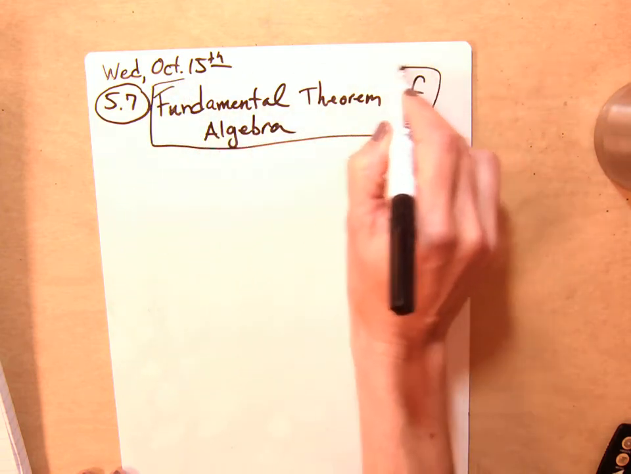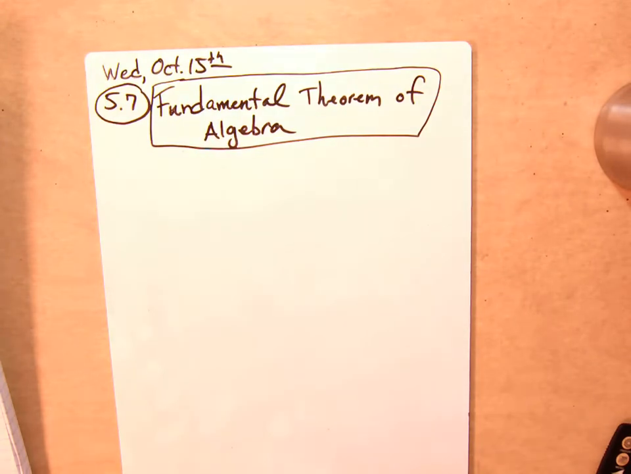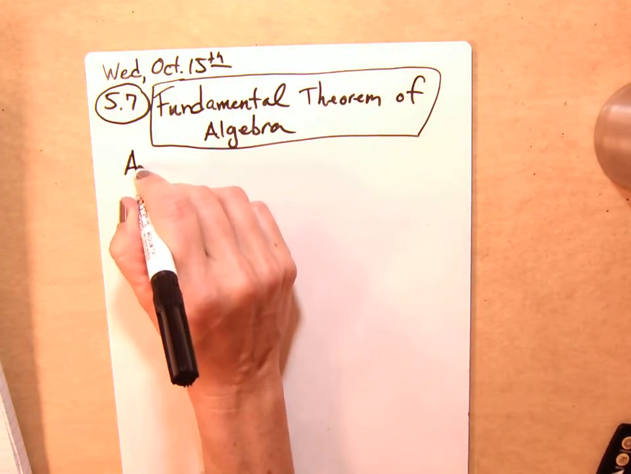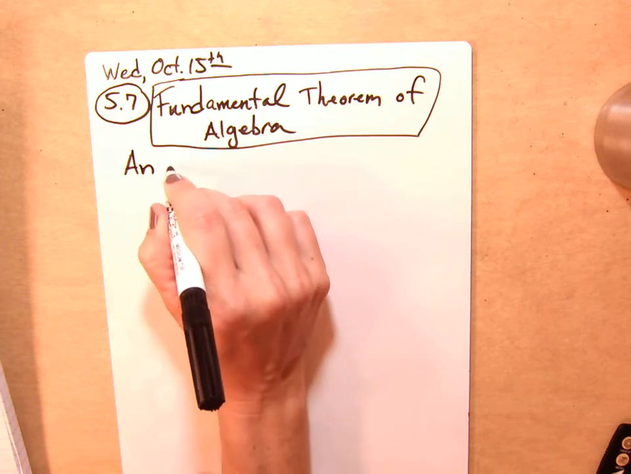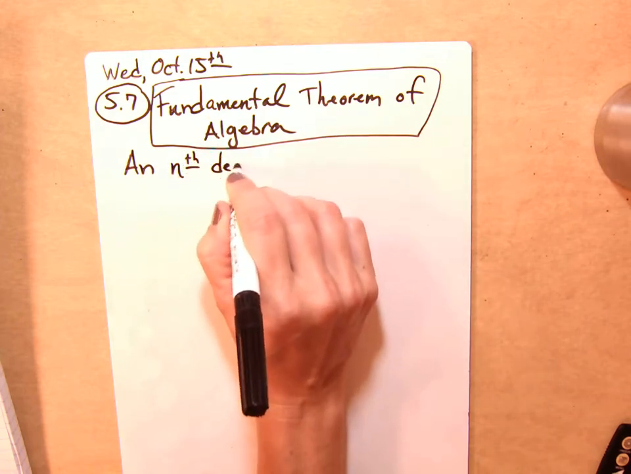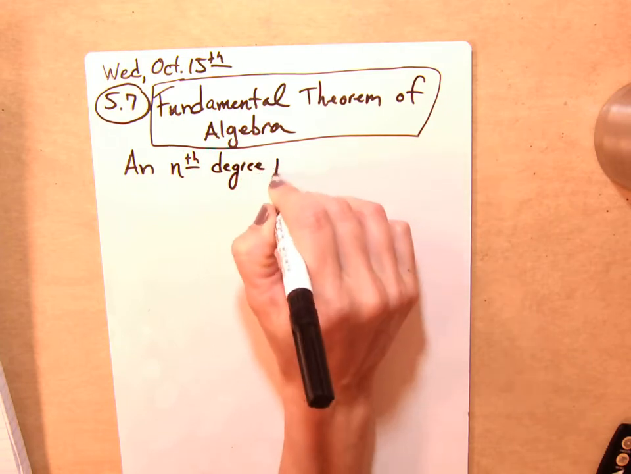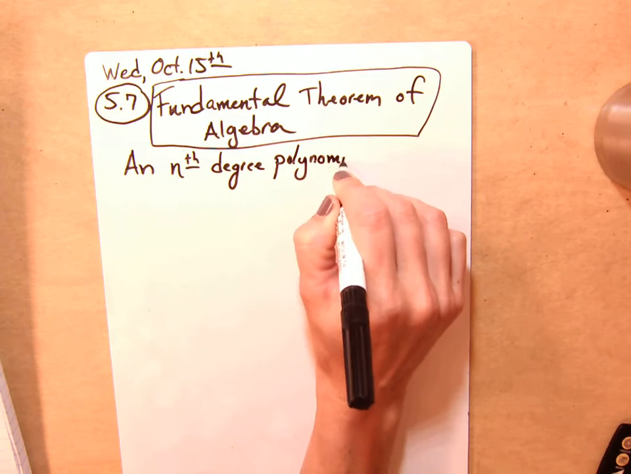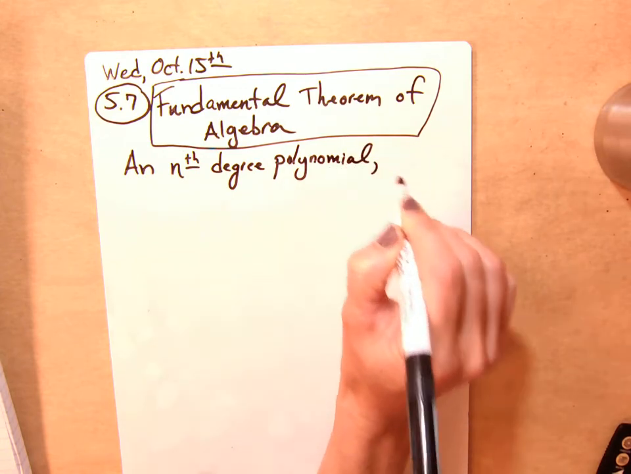The fundamental theorem of algebra is long and there's a corollary with it, but I'm just going to give you the most important part, the part we need. So it is an nth degree polynomial. Let's just pause for a second.